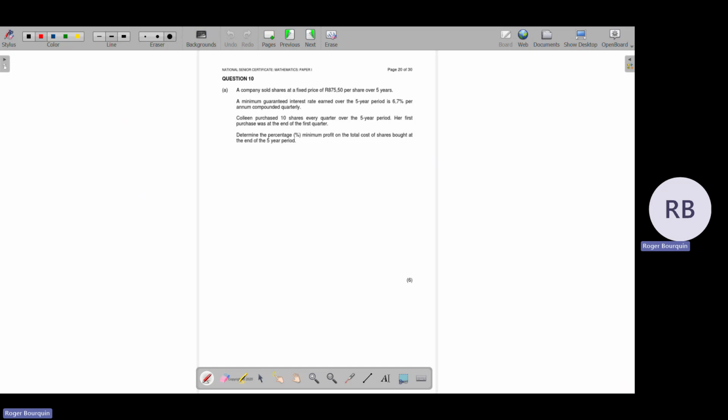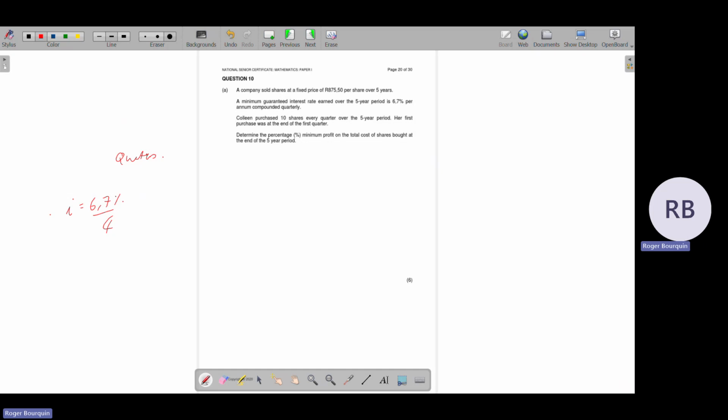Okay, so a company sold shares at R875.50 per share over 5 years. The interest rate they guaranteed is 6.7% over 4, and everything in this timeline is going to be in quarters. I always do a timeline in finance, right?